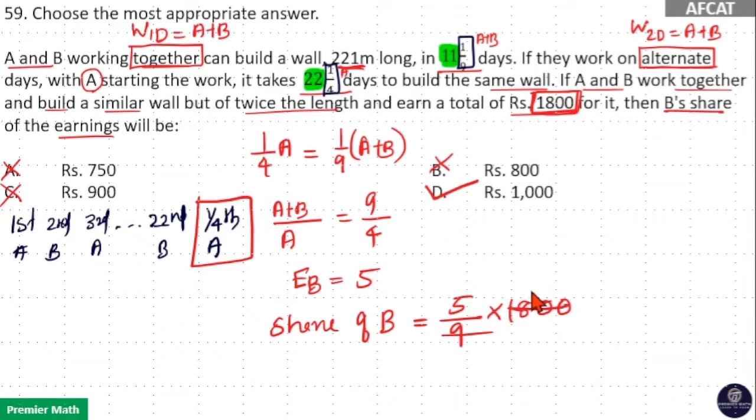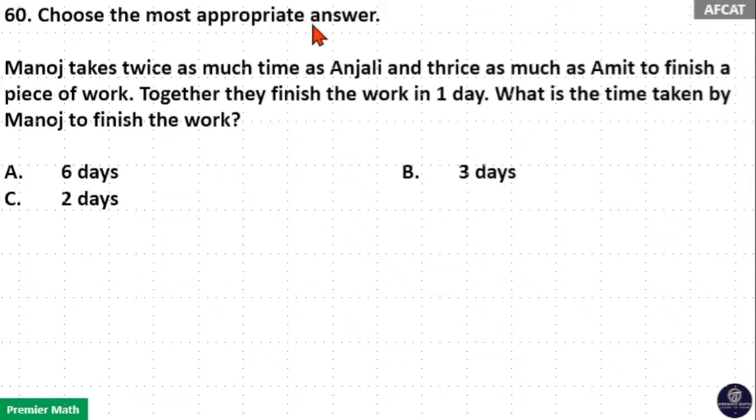9 goes 200 times in 1800. So 5 into 200 is 1000 rupees. So option D is your answer. Choose the most appropriate answer.